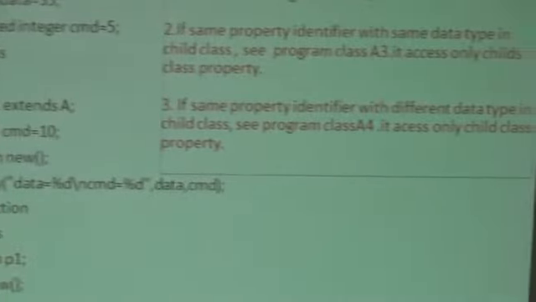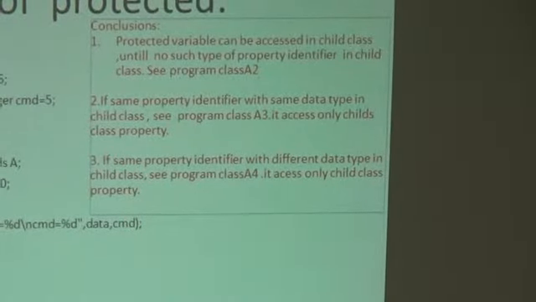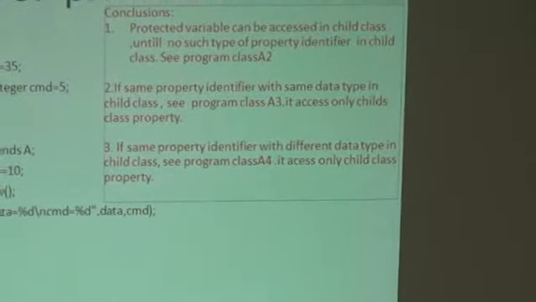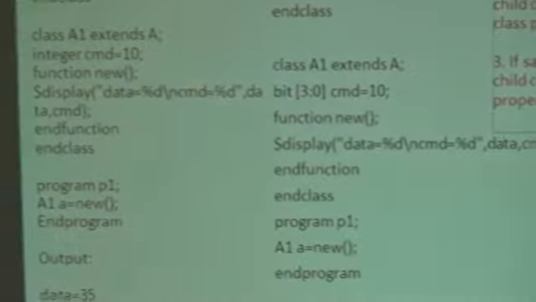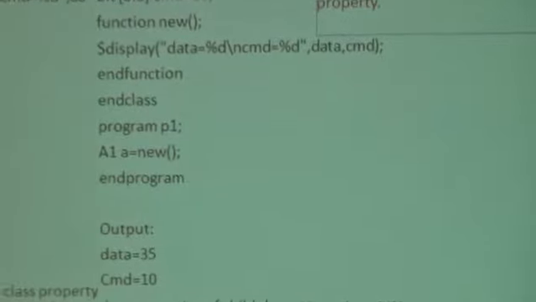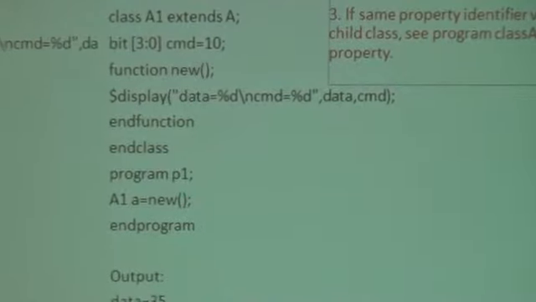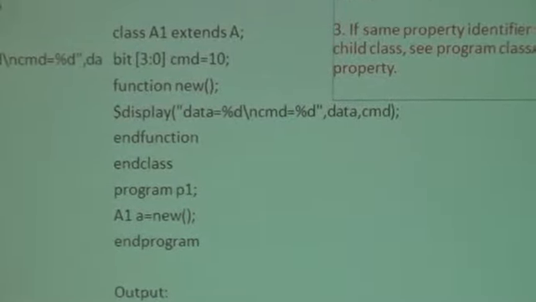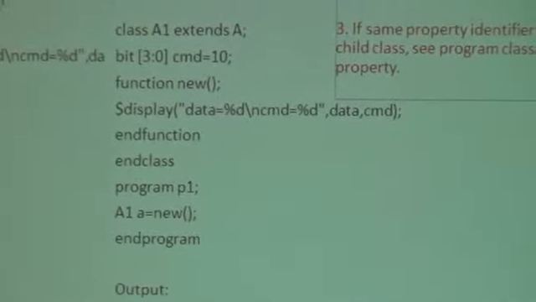So my conclusions are: a protected variable can be accessed in the child class as long as no property with the same identifier is in the child class. If there is the same identifier with the same data type, it updates with the child class variable only. Even if it is a different data type, it updates with the child class variable. So overall, we should not have any identifier declared in the child class if it is declared protected in my parent class. That is the important point. We will see it with an execution.